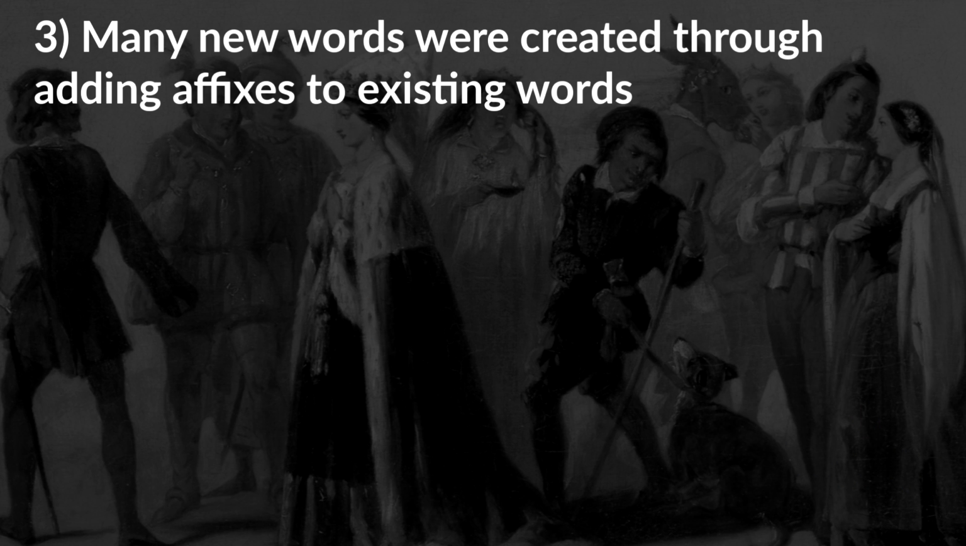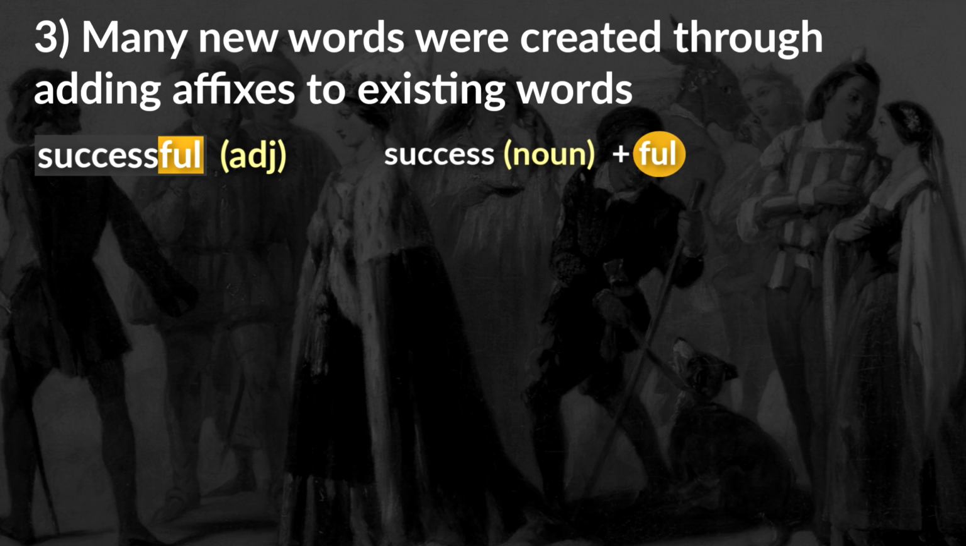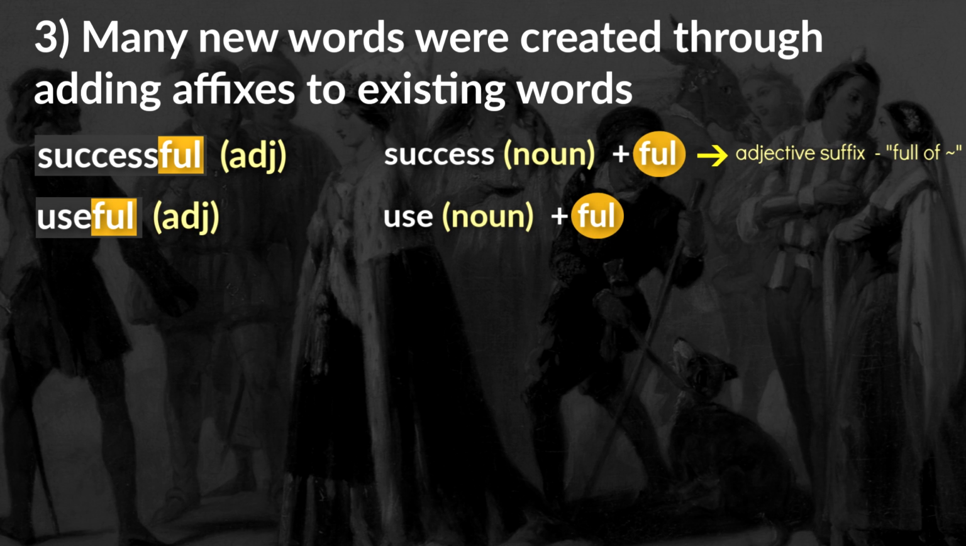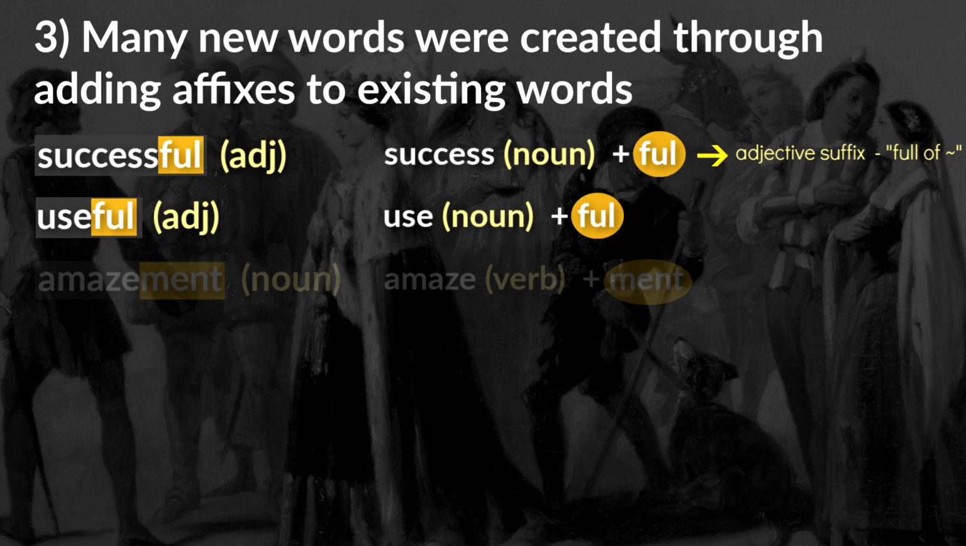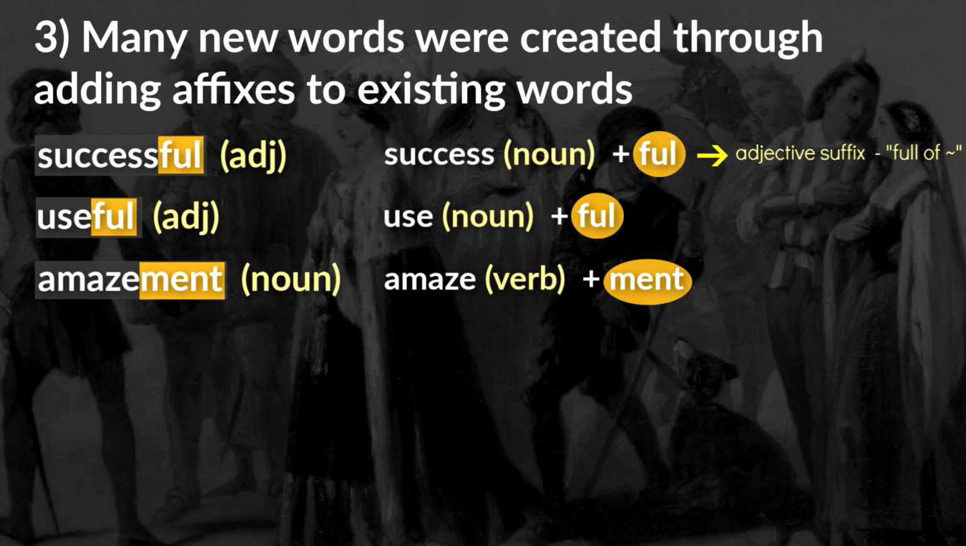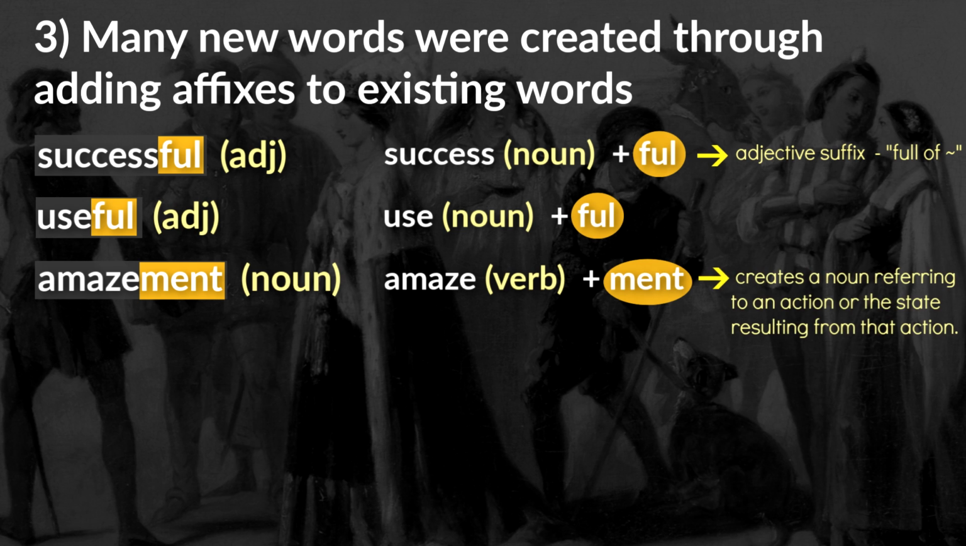Many new words were created through adding affixes to existing words. Successful. This adjective was formed from the noun success by adding the suffix full. Similarly, useful is an adjective that came from the noun use plus the suffix full. Something is full of use. Amazement. The noun was formed from the verb amaze with the addition of the suffix ment. Ment creates a noun referring to an action or the state resulting from that action.